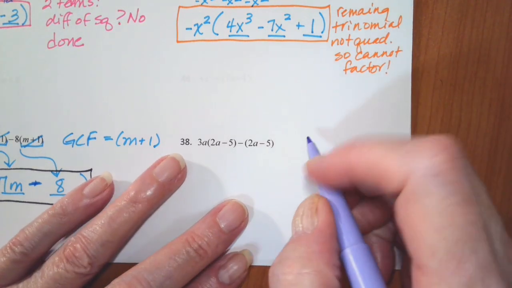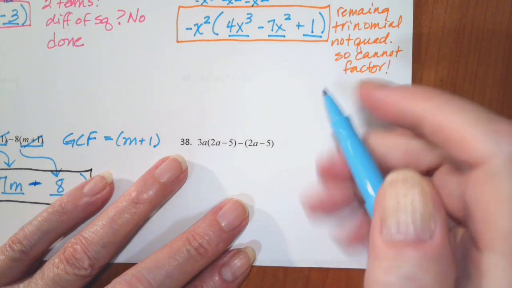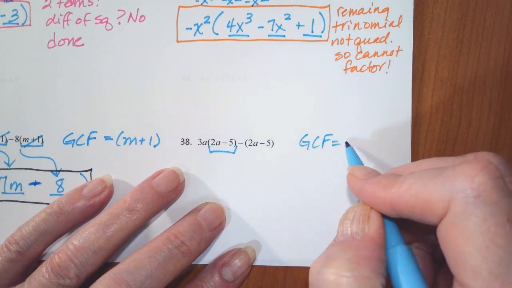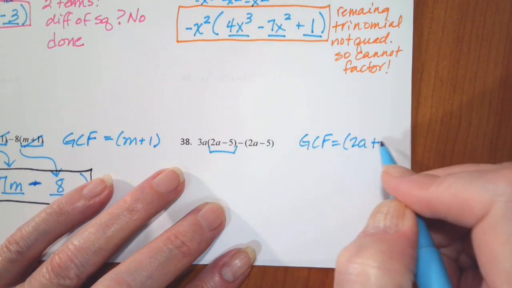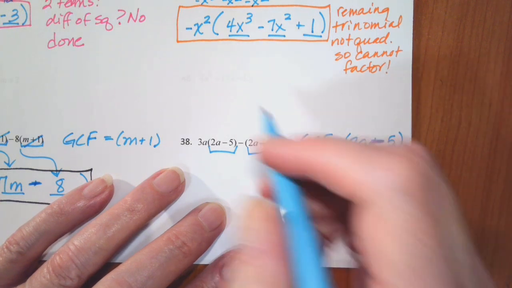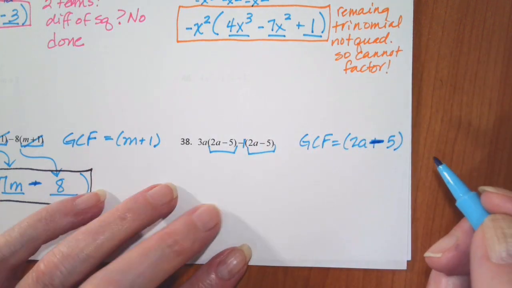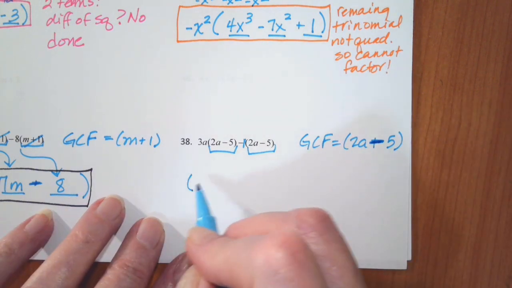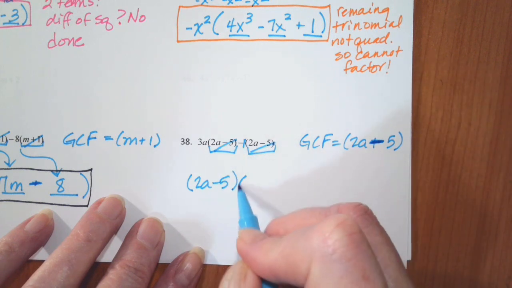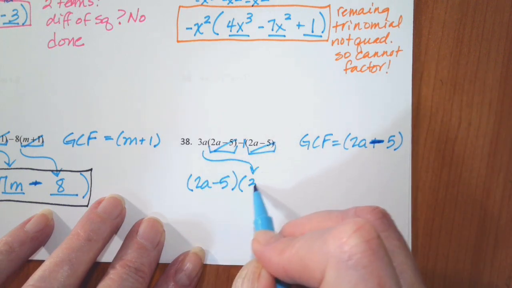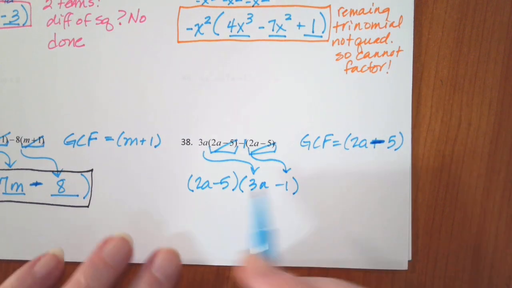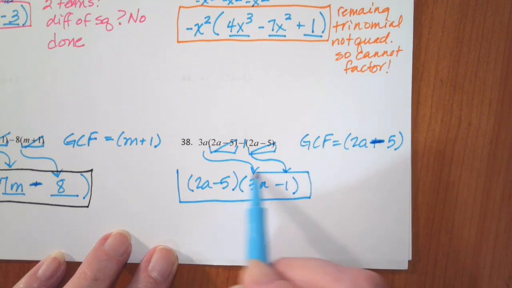Okay, on 38, I do have a GCF. It's a binomial. It's 2a minus 5. Sorry about that. And I want to remember there's actually a 1 there. So when I factor out my 2a minus 5, I'm left with 3a minus 1. And I'm done.